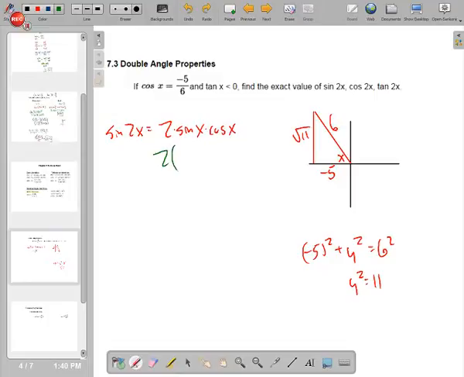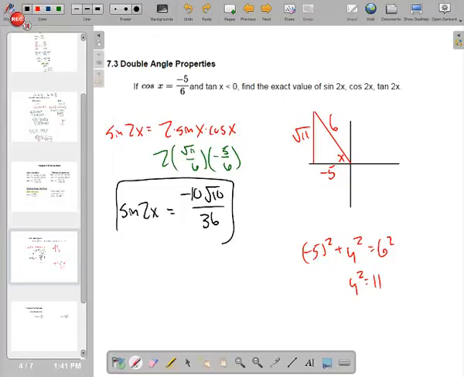And now I can figure out all of those different things. The sine of x would be opposite over hypotenuse, radical 11 over 6. The cosine of x was given, it's negative 5/6, but you can see it here too, adjacent over hypotenuse. Then I multiply the numerators. 2 times 5 is 10, and 6 times 6 is 36. So the sine of 2x is negative 10 radical 11 over 36.